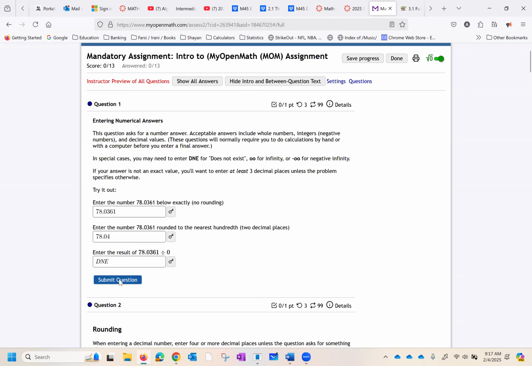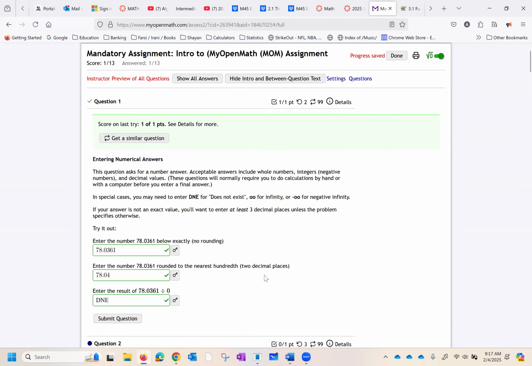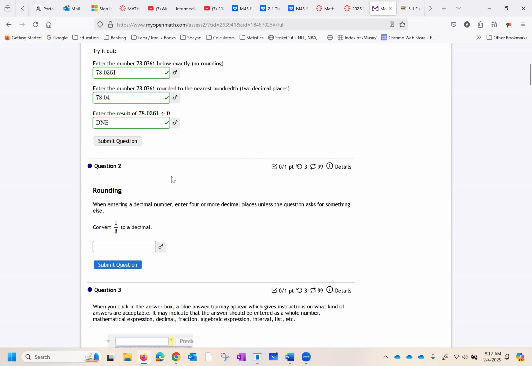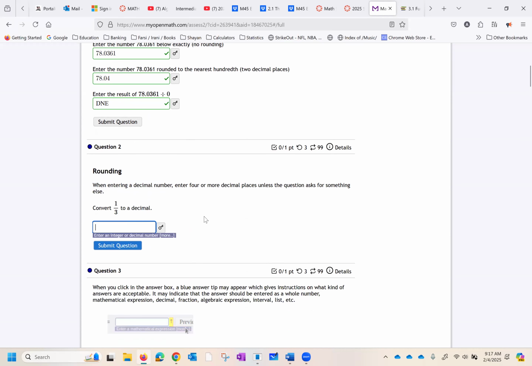Now, what do I do? If you submit the question, it tells you if you're right or wrong. Check marks obviously say, okay, we did it right. For the second question, you want to round this, and it says enter 4 decimals or more, okay? So it's 0.3 bar.